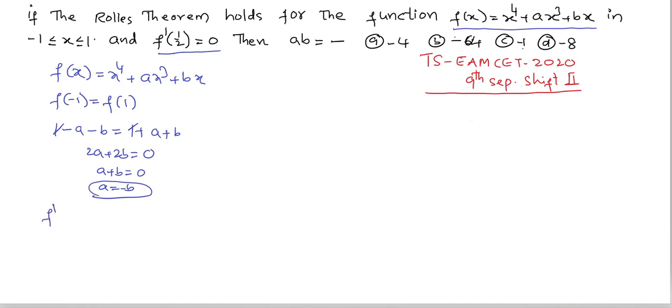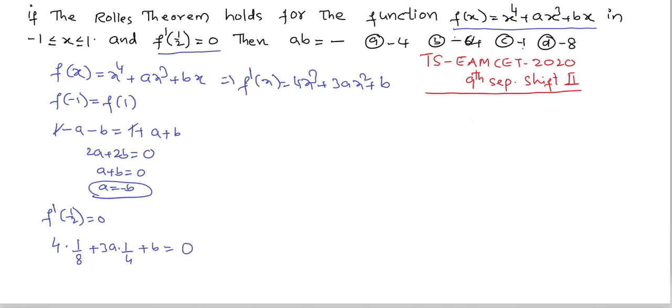And the given second relation is that f dash of 1 by 2 is equal to 0. Now take the derivative. The derivative of f of x, that is f dash x, is equal to 4x cube plus 3a x square plus b. So f dash 1 by 2 is equal to 0, that is 4 into 1 by 2 whole cube, 1 by 8, plus 3a into x square, that is 1 by 4, plus b is equal to 0. So take the LCM, that is 4, 2 times cancelled. So 1 by 2 plus 3a by 4 plus b is equal to 0.